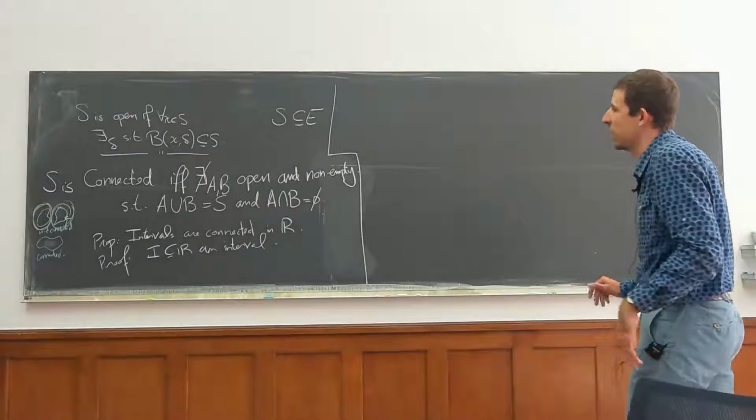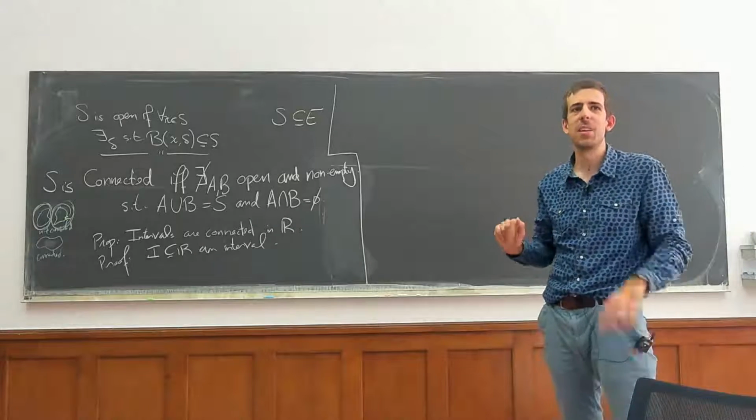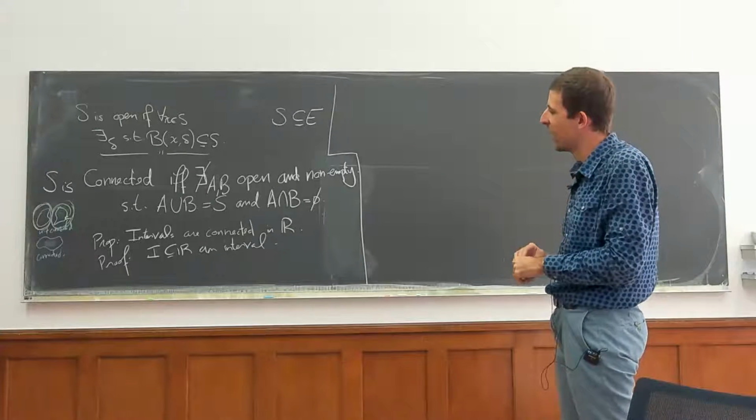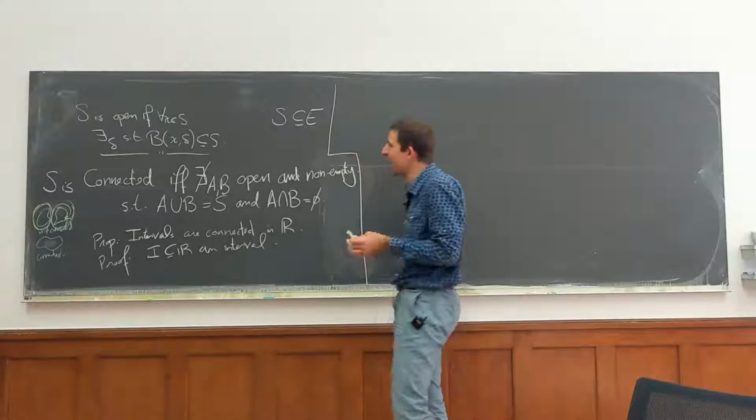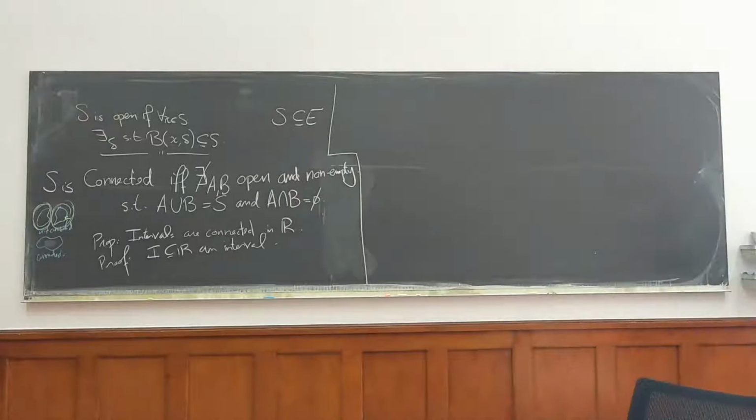Okay, now it's okay. Sorry. They of course need to be open in an empty set. Otherwise, it's very easy, right? You just split it by taking A to be S and B to be nothing.